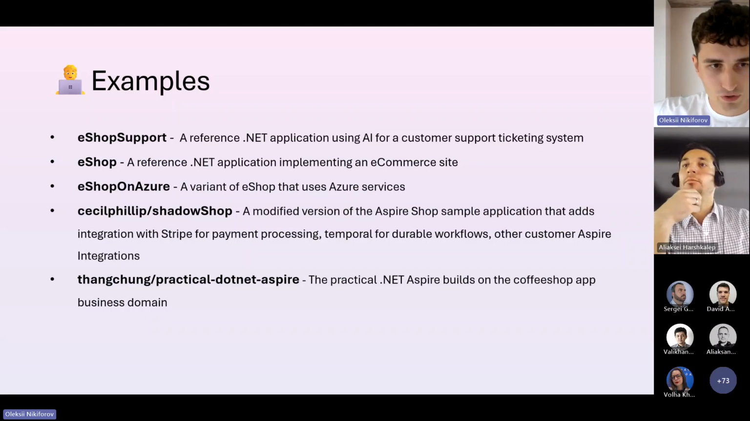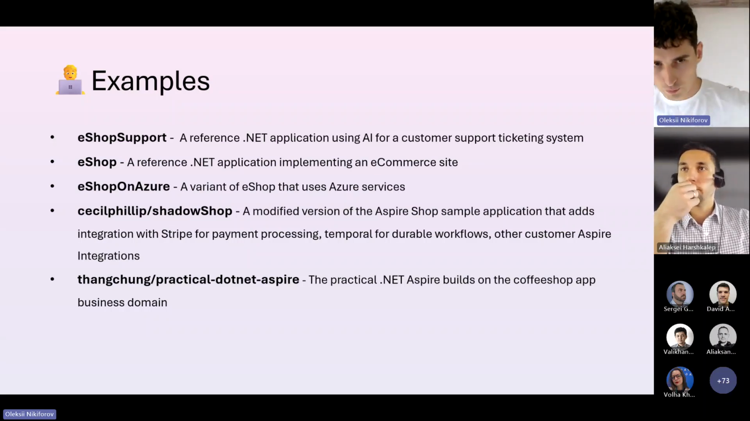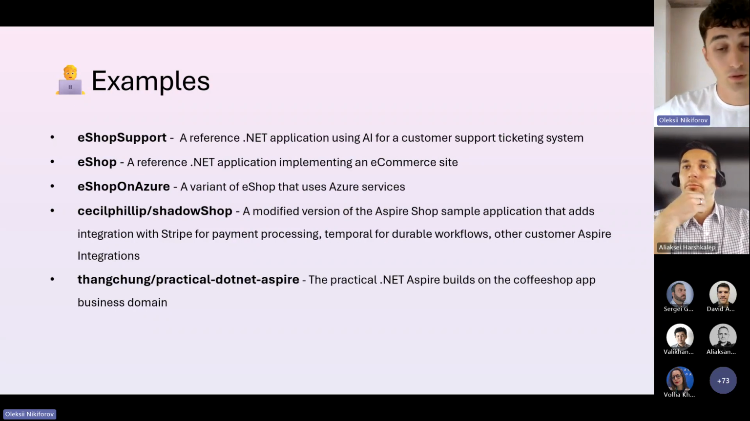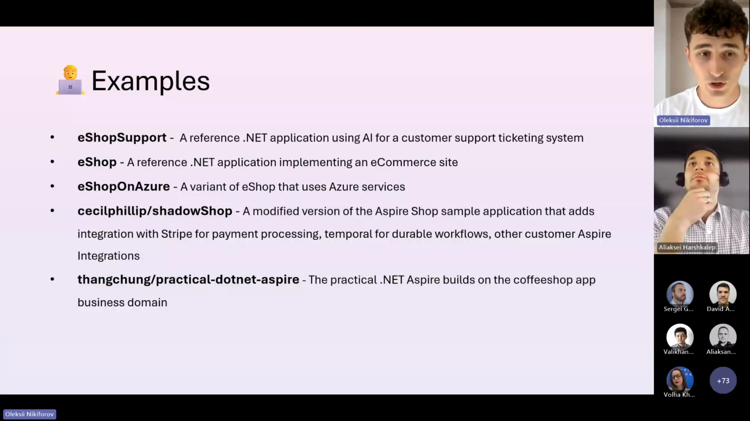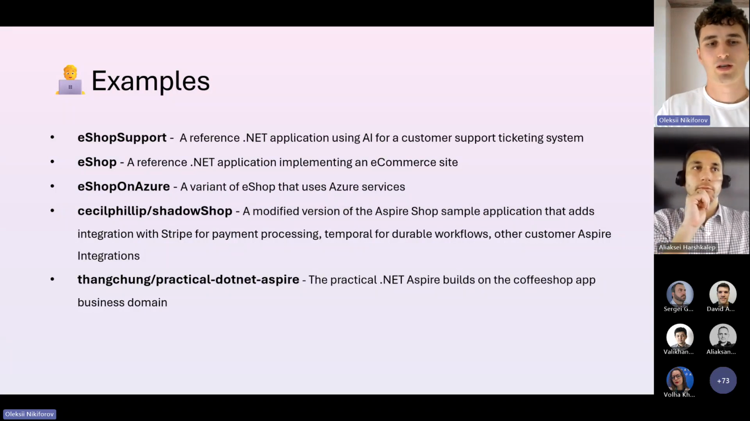eShop is an example of a typical microservices solution. eShop on Azure is an example of an e-commerce site using Azure. The Shadow Shop is an interesting project that highlights how to use a workflow engine and Stripe processing, with lots of dependencies and lots of interesting stuff that resembles a real-world application.